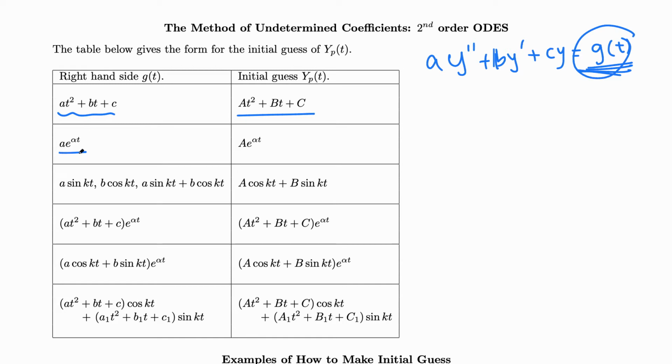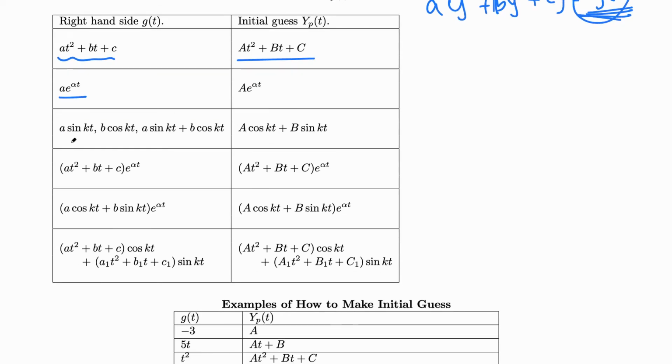If you have an exponential function a times e raised to alpha t, this a should be a different a. It could be 1, but we don't know, we start with a generic a. If we have, say, a sine or b cosine or a sine plus b cosine, in either case we always write a linear combination of sine and cosine. Even if we just have sine, we have to write both, because when we find the derivative of sine we get cosine, so it's always a cosine plus b sine.